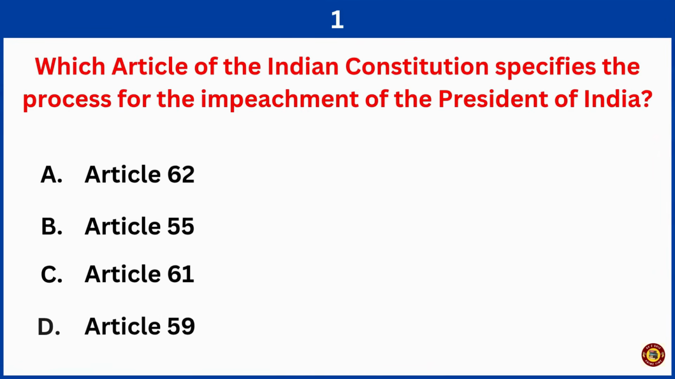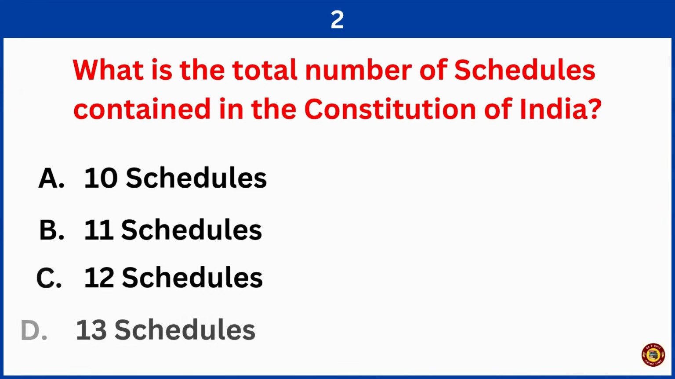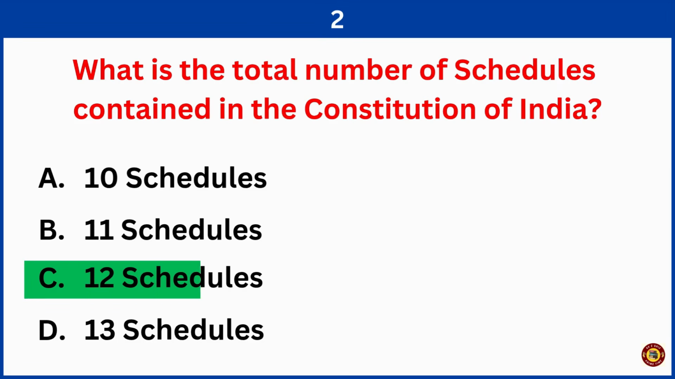Which article of the Indian Constitution specifies the process for the impeachment of the President of India? Right answer is option C, Article 61. What is the total number of schedules contained in the Constitution of India? Right answer is option C, 12 schedules.